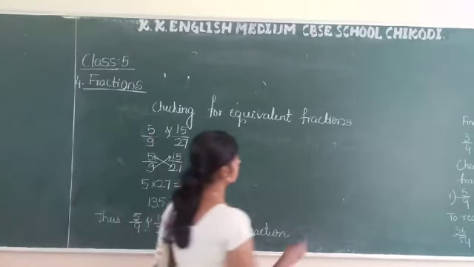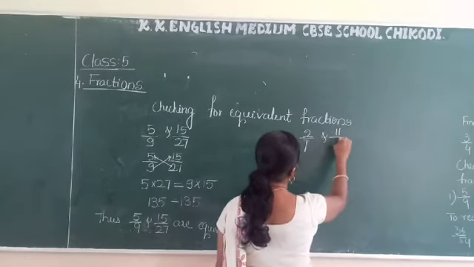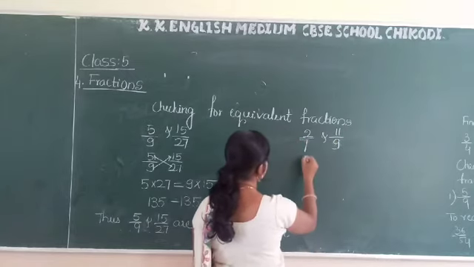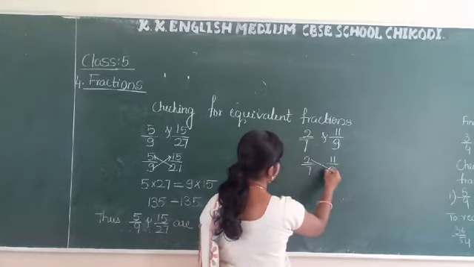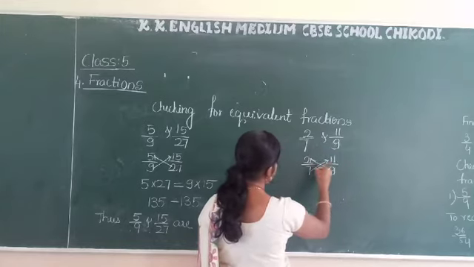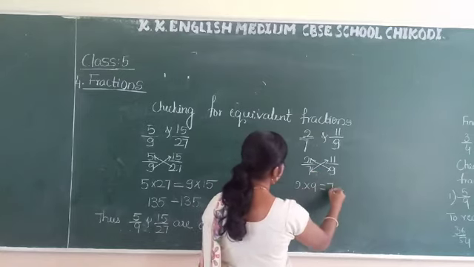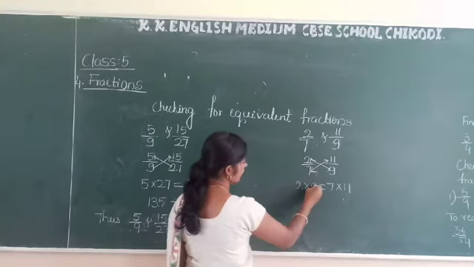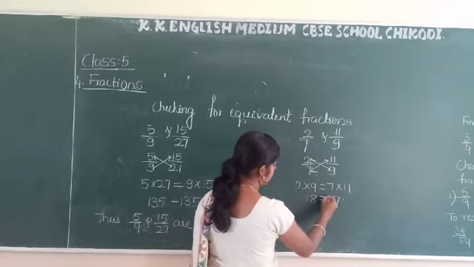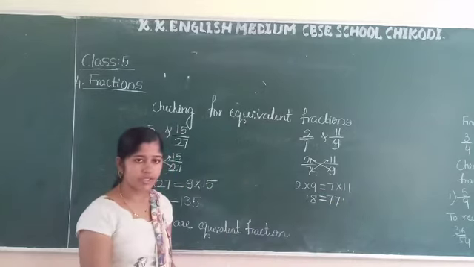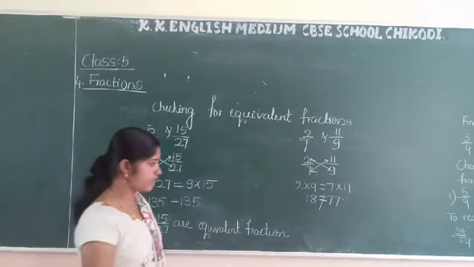Okay, I will take one more example: 2 by 7 and 11 by 9. Here also the same step. Cross multiplication: 2 into 9 and 7 into 11. 2 nines are 18. 11 sevens are 77. So tell me, are these equivalent fractions? No, because here LHS is 18 and RHS is 77.